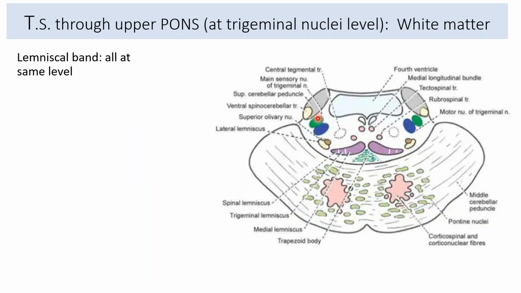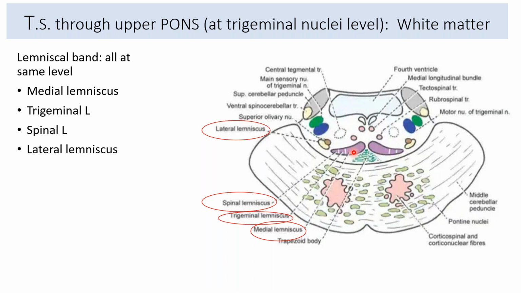The lemniscal band is quite distinctive at this particular level, because they are all at the same level. Remember the lemniscal bands that we did: medial lemniscus, trigeminal, the spinal, and the lateral lemniscus. They are all at the same level. So this is the medial lemniscus, followed by the trigeminal, followed by the spinal, and followed by the lateral lemniscus. They are almost lying in the same plane. Why? Because they have now arranged more transversely. These are the four lemniscal systems.